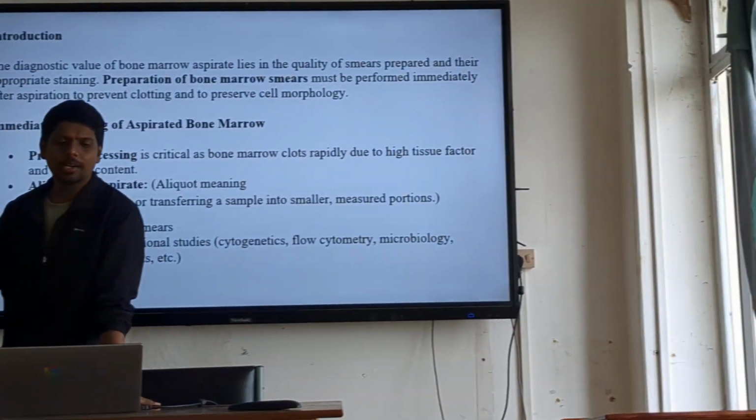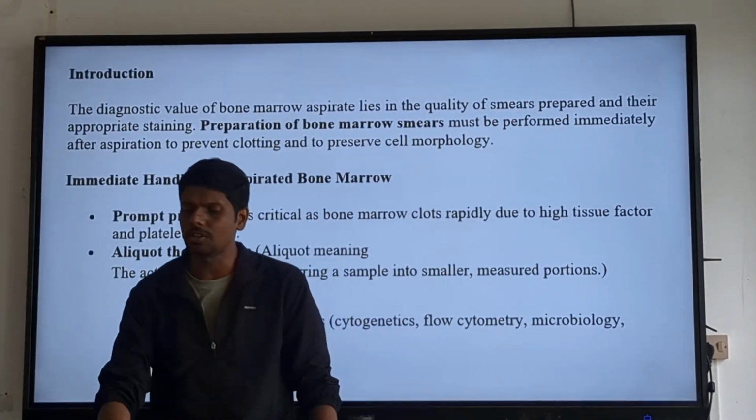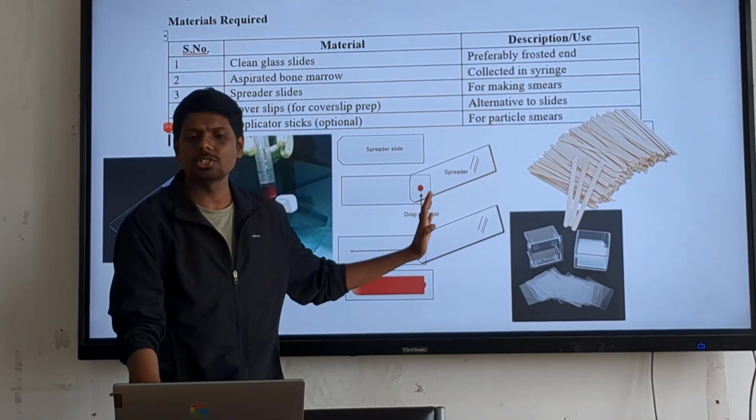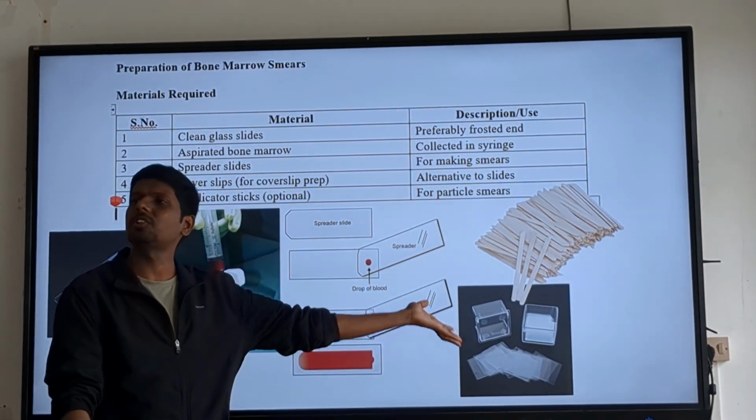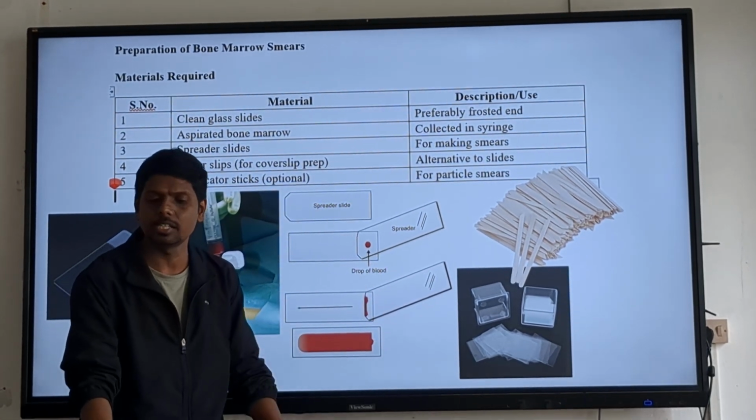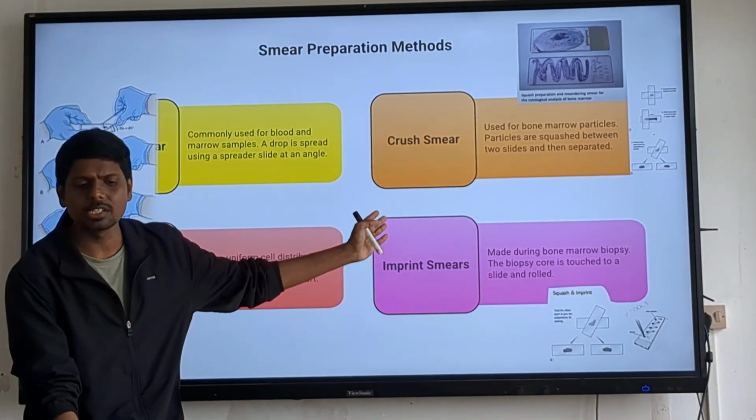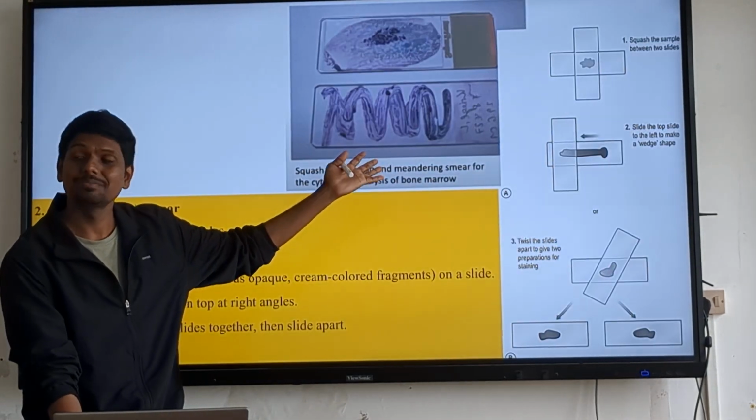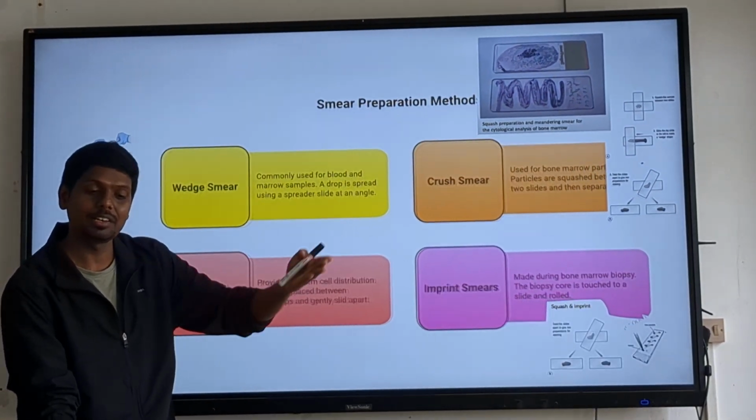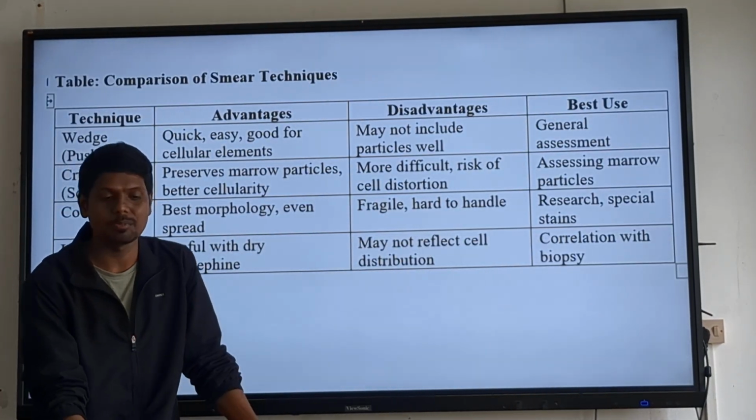So, introduction, then immediate sample processing, then aliquoting, that means equal distribution of the sample. Upon equal distribution, we took some materials, usually the materials required for smearing, including cover slips, glass slips, etc. And mixing sticks. Then we have 4 methods. As we discussed, we have cover slip wedge method, cover slip method, crush smear, then imprint method. Okay, imprint and squash method.